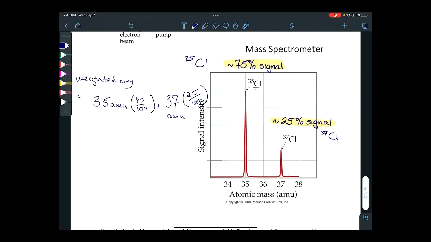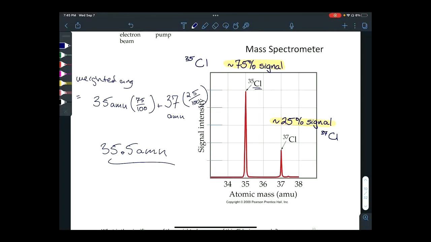So when you calculate this, these values, you get 35.5 AMU. Is that consistent with what we predicted? We said that the average would lie closer to which one, the light one or the heavy one? The light one. Is that what we calculated? Yeah, that it's closer to the lighter one.